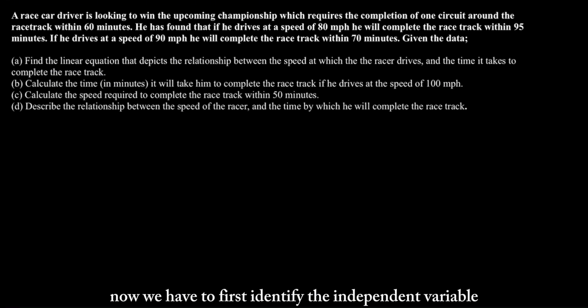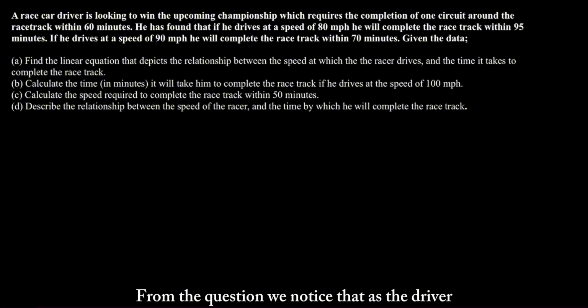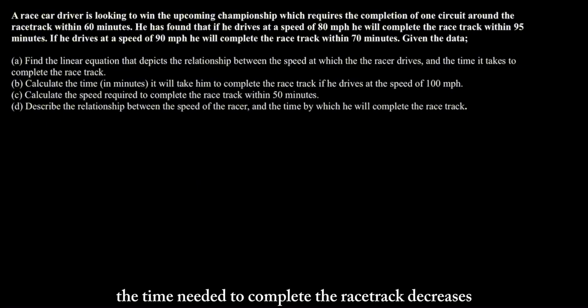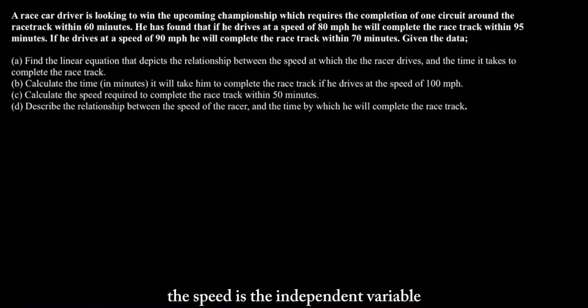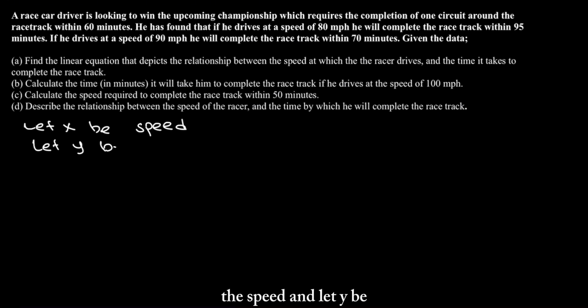Now we have to first identify the independent variable and the dependent variable. From the question, we notice that as the racer increases his speed, he will complete the racetrack in less time. In other words, as the speed increases, the time needed to complete the racetrack decreases. The speed is the independent variable, and the time is dependent on the speed. Therefore, let x be the speed, and let y be the time in minutes.